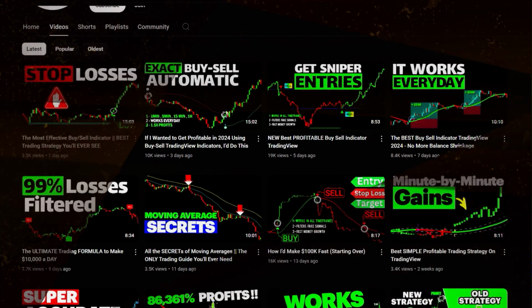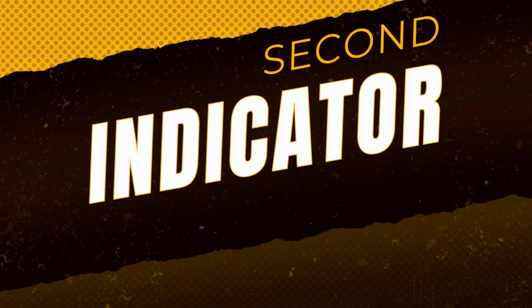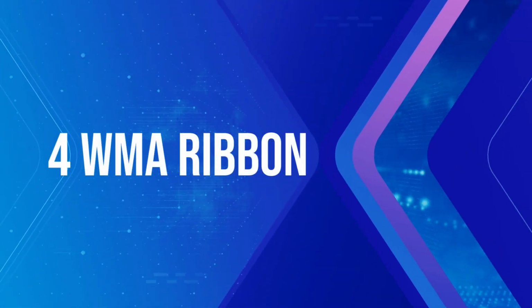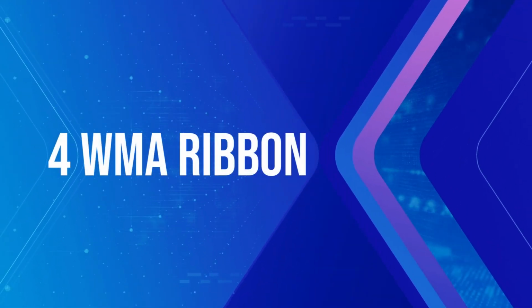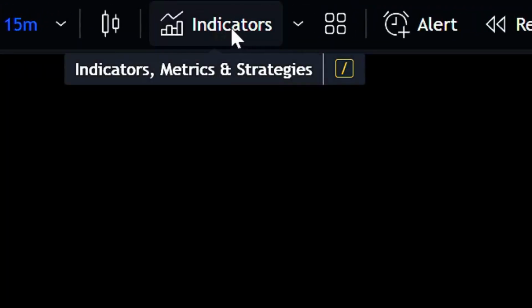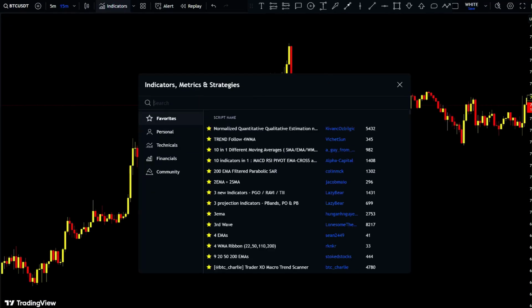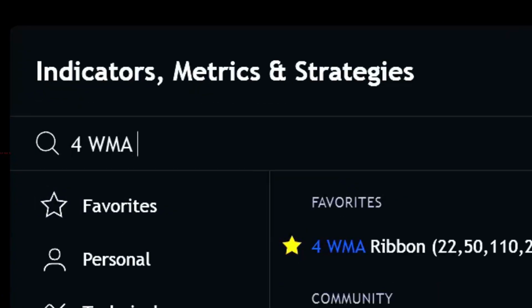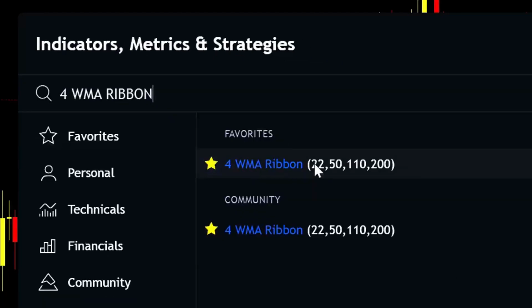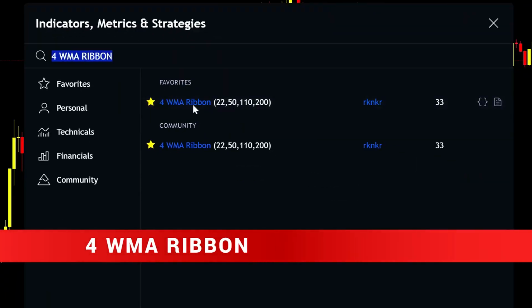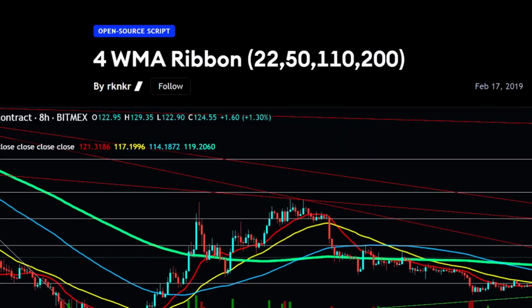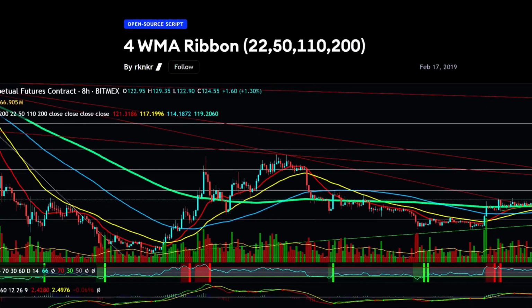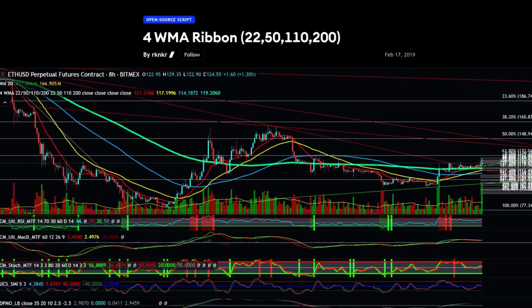Back to the strategy, the second indicator we'll be using is called WMA Ribbon. To add this helpful tool to your strategy, head over to the indicator section on TradingView and give it a click. In the pop-up window, you'll find the search bar where you can type in WMA Ribbon. Once you've located it in the results, just click on it to add it to your chart. It's that easy.